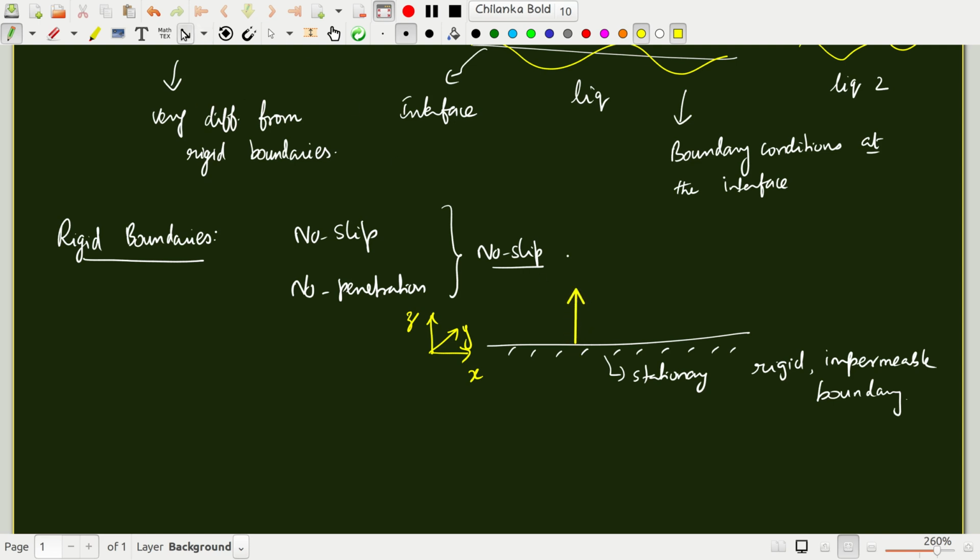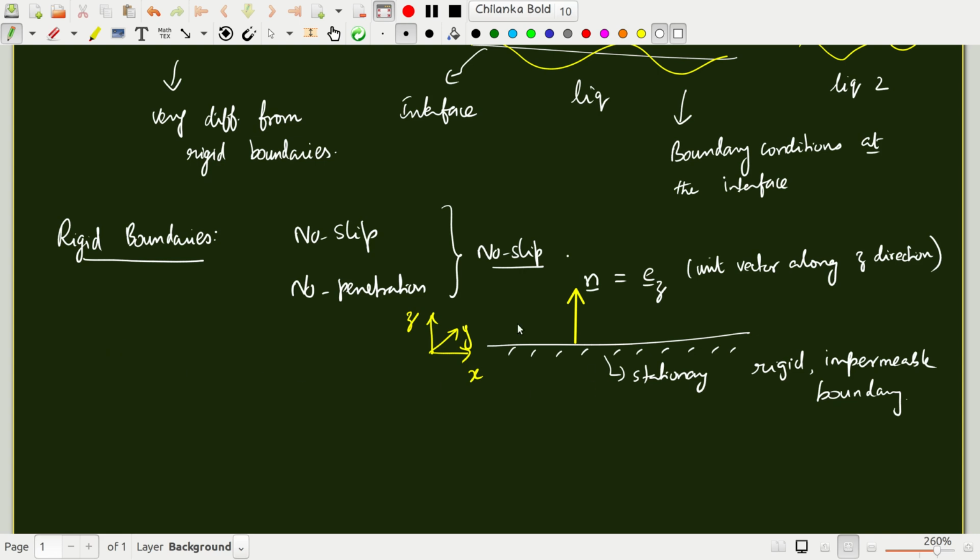Usually you draw a unit normal to the boundary. Let's call this n. n is the unit outward normal from the rigid boundary into the fluid. If the boundary is flat and aligned along the xy plane, then n becomes Ez, the unit vector along the z direction. So what are the no-slip and no penetration boundary conditions for this simple case?